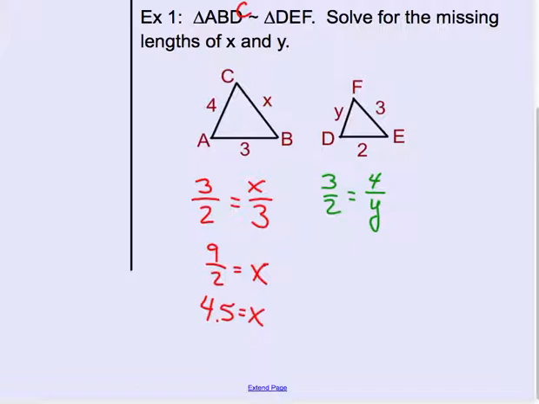To solve for y, you can cross multiply, or you can flip your ratios to make y in the numerator instead of the denominator, and then multiply both sides by 4. So we get y equals 8/3, or you can turn it into 2 2/3, if that makes more sense to you for the length of the side.